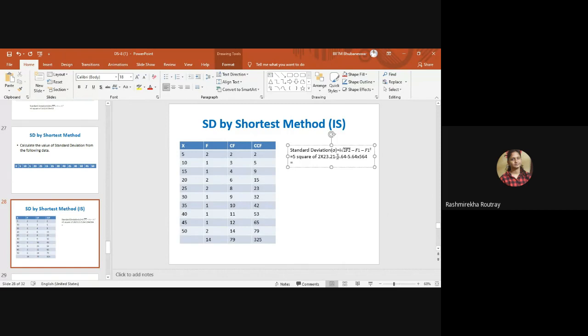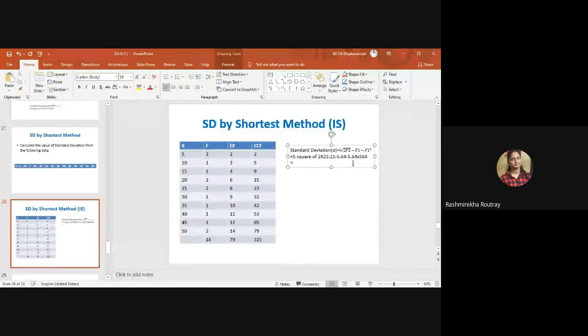I repeat, the square is not only for 2F2. Under that square, you have to mention 2F2 minus F1 minus F1 square. So here I write 2 into 23.21 for F2 values. Again, the F1 value is 5.64 minus F1 square. In this case, I have mentioned 5 into 64 minus 5 into 64 for easy calculations.